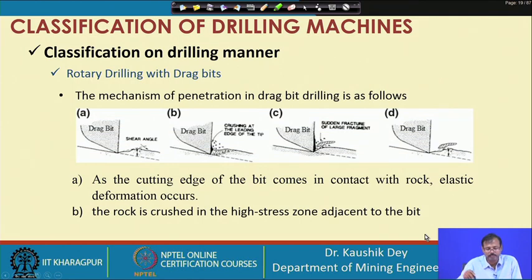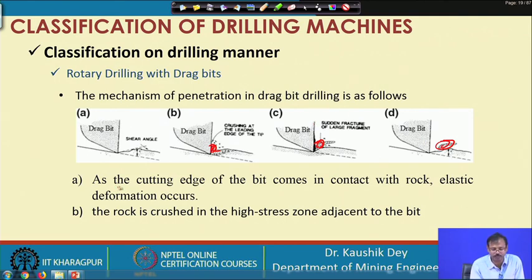And these are the actions of the drag bit. You can see how these drag bits are crushing at the tip first, then fracturing the rock, then dislodging the chip. So, the action is first crushing, first penetration, then cracking, then chipping. So, the action is more or less similar.